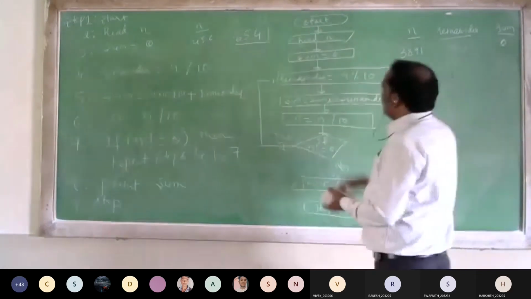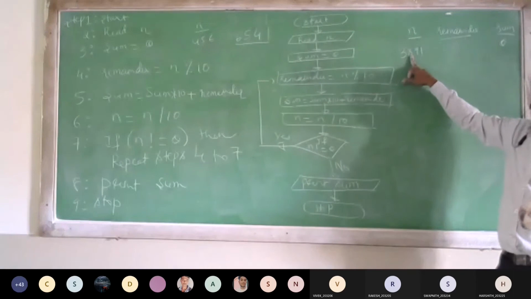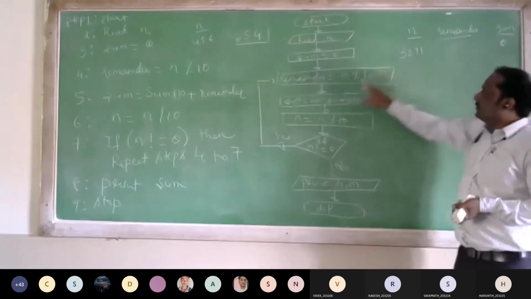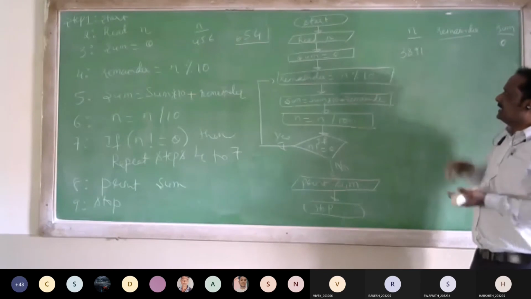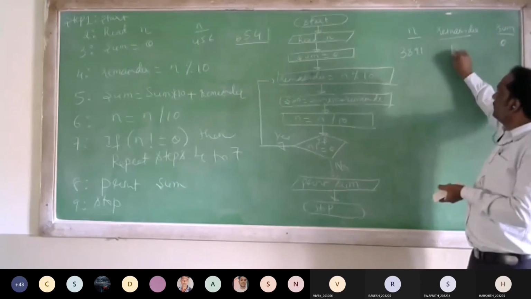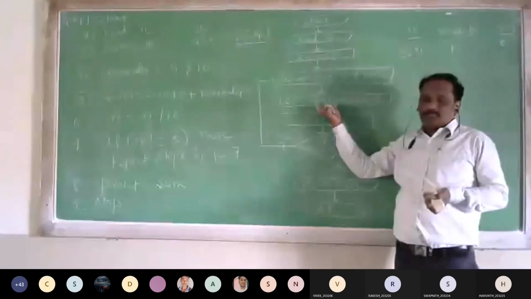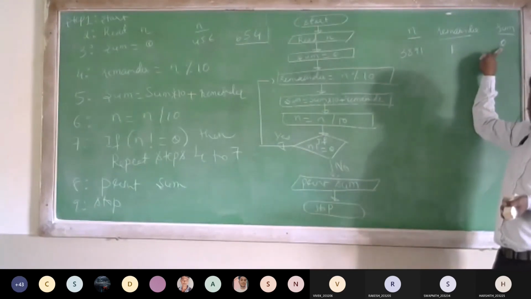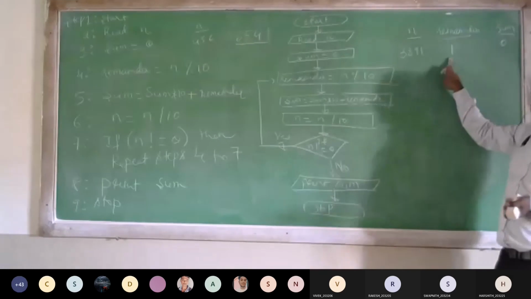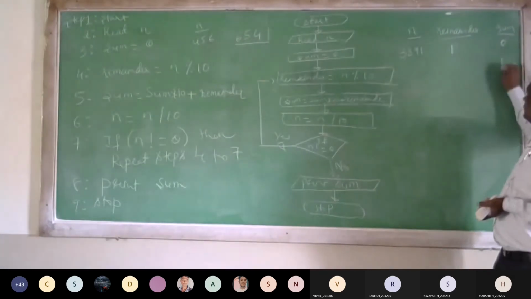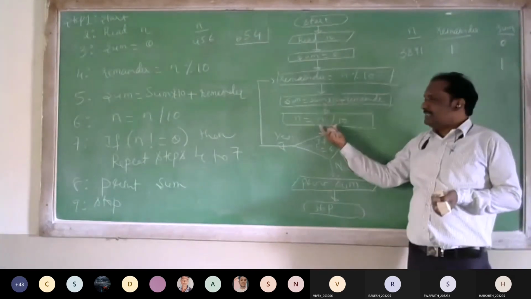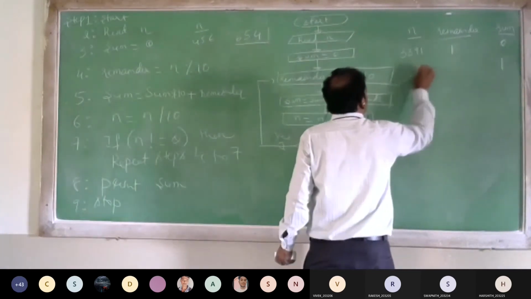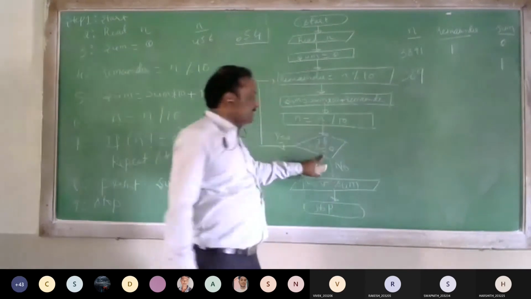Now, starting, read n. I am taking the same number 3891. Sum is 0. What is the remainder? Remainder means last digit. You write the last digit 1. Now sum is equal to sum into 10. What is sum? Sum is 0. 0 into 10 is 0. 0 plus 1 is 1. You store this 1. Now n is equal to n by 10. You remove this last digit. 389. 389 is not 0.